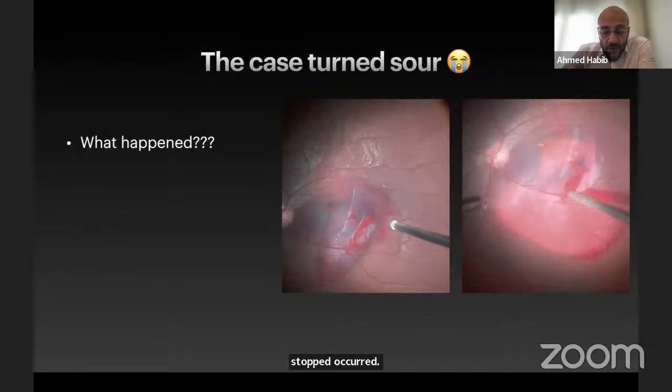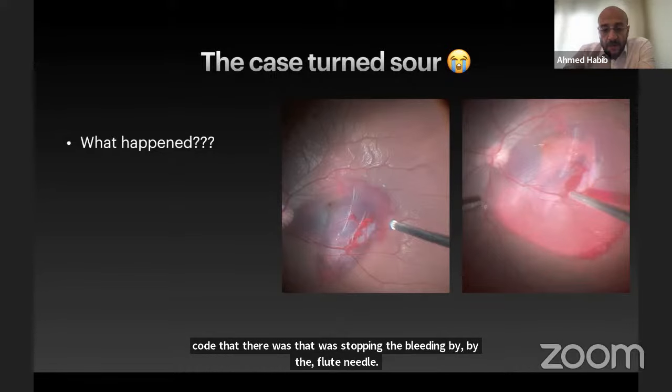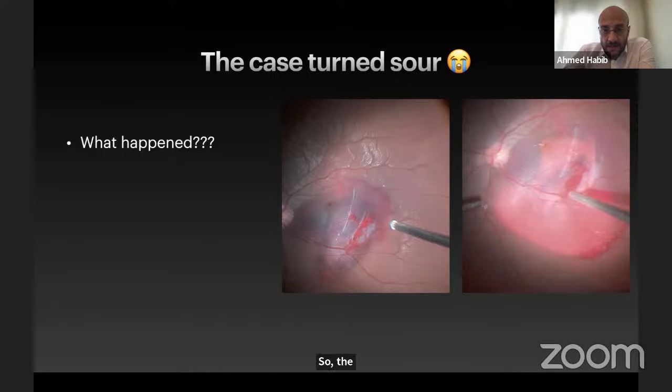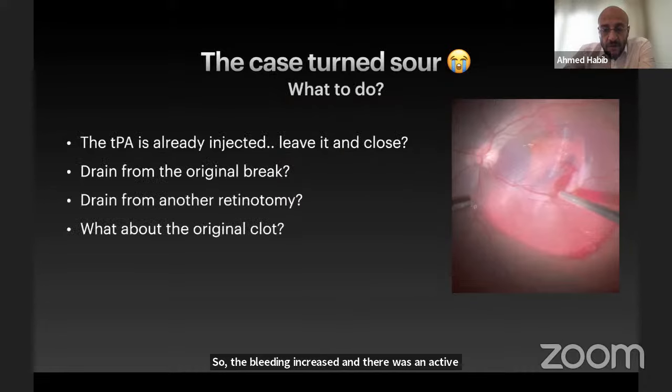And what do you think happened? I think what happened was that the clot was emulsified with the TPA, and I removed the only clot that was stopping the bleeding by aspirating with the flute needle. So the bleeding increased, and there was an active bleeding, and there was a collection of a large amount of blood under the retina. So the TPA is already injected now.